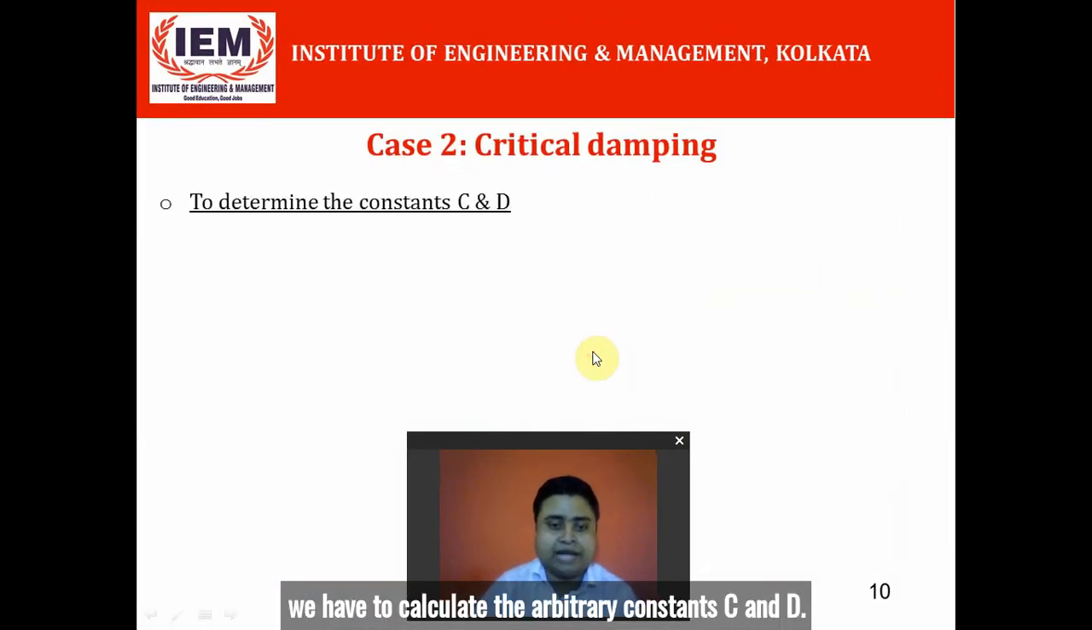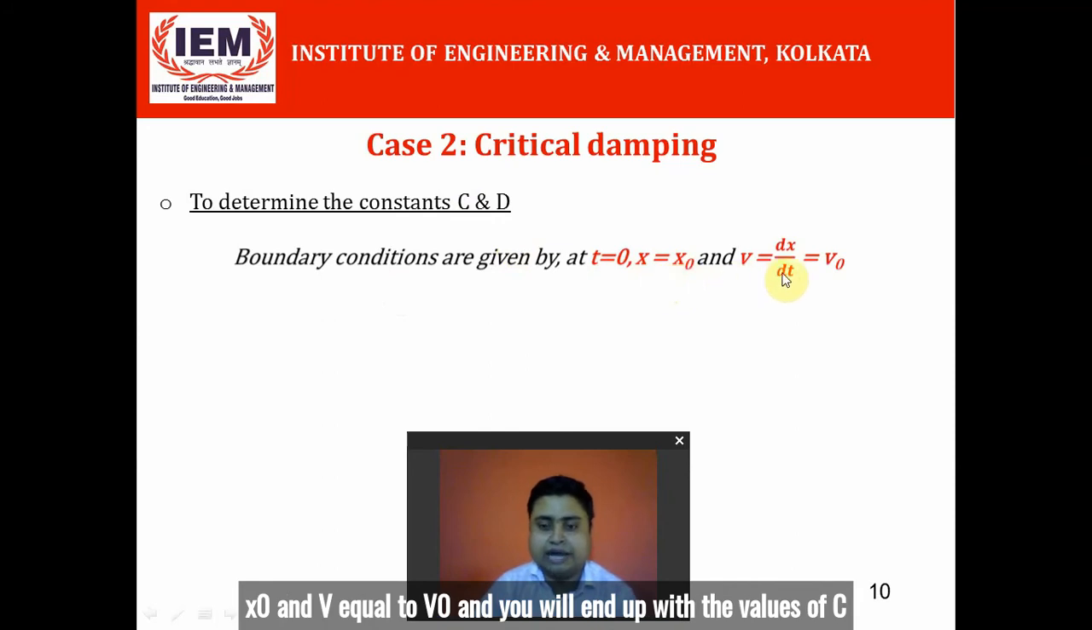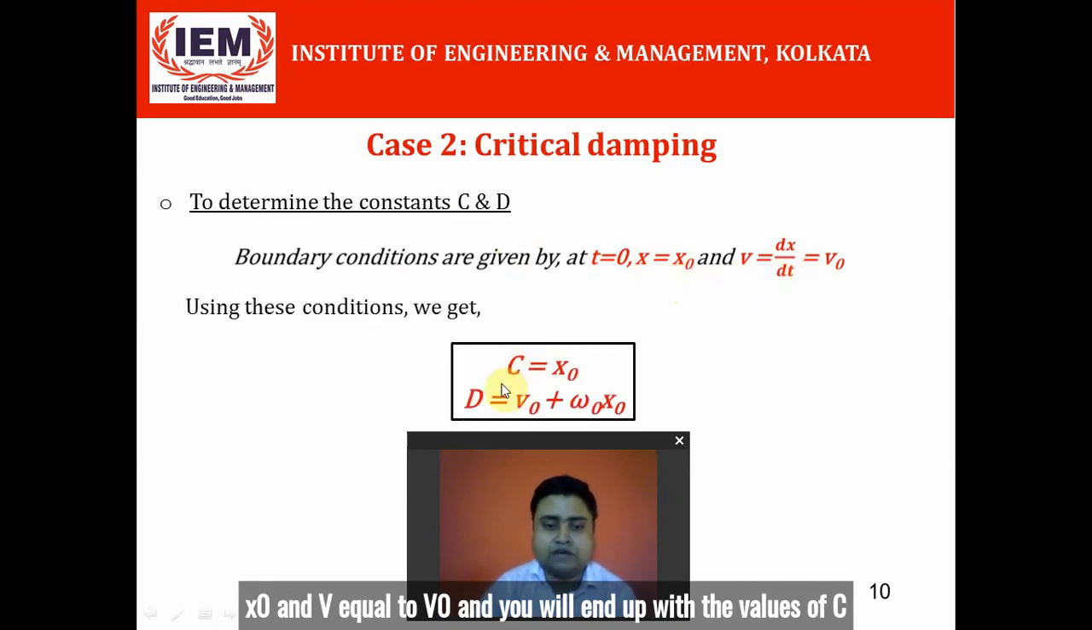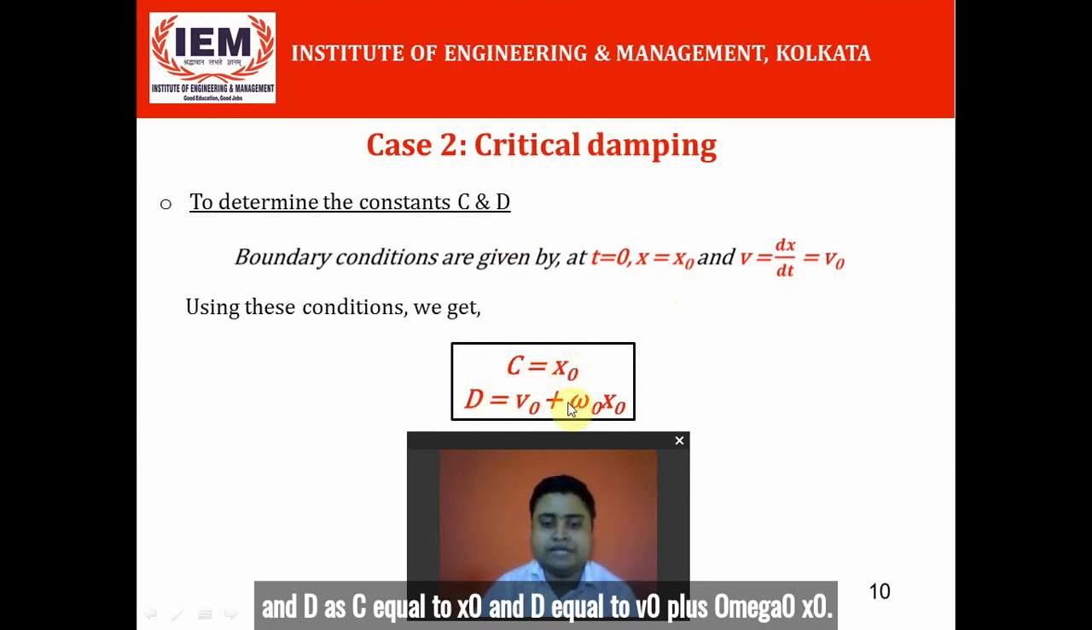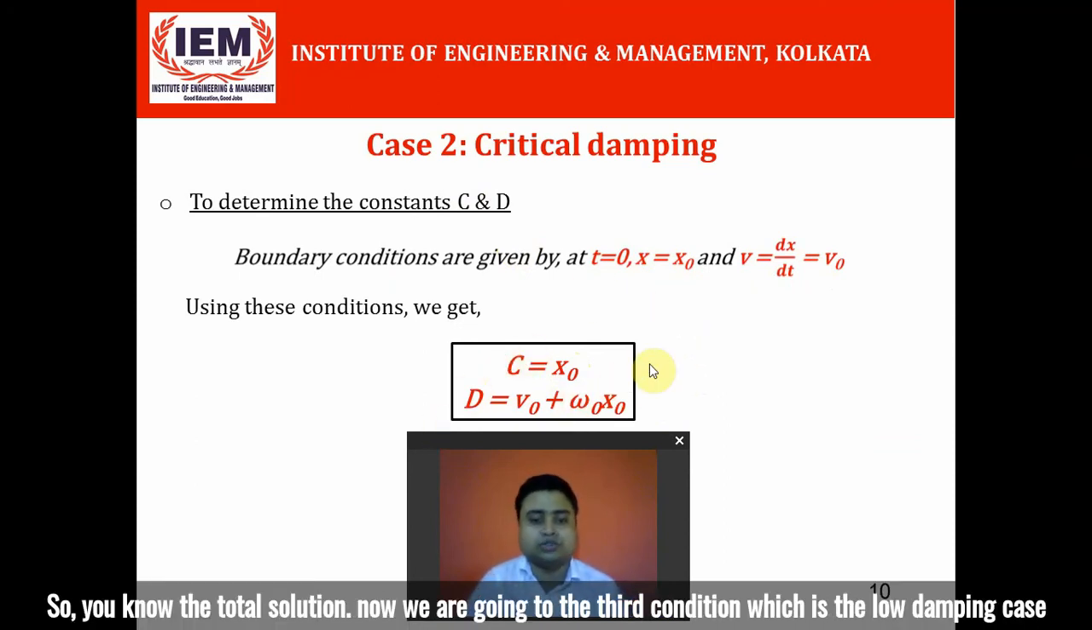Now again we have to calculate the arbitrary constants c and d. Again you put your initial conditions at t equal to 0, x equal to x0 and v equal to v0, and you will end up with the values of c and d as c equal to x0 and d equal to v0 plus omega 0 x0. So again you know the two arbitrary constants, so you know the total solution.